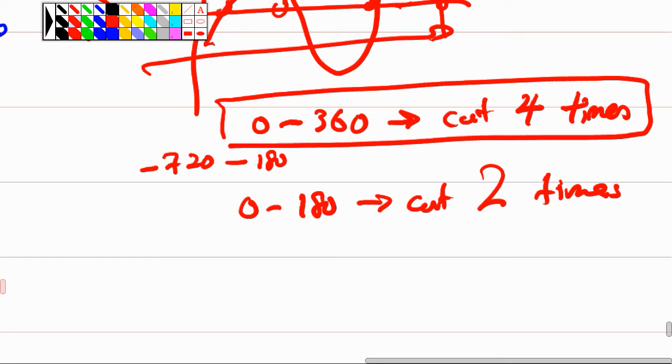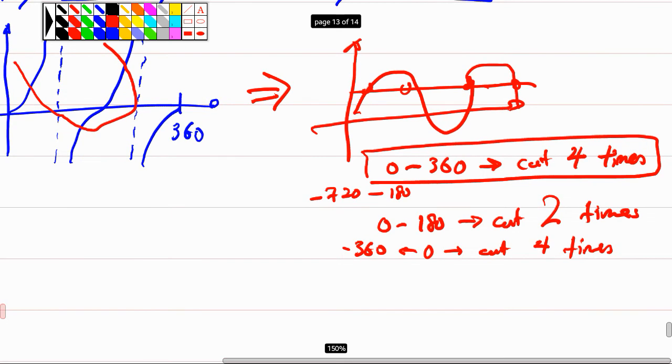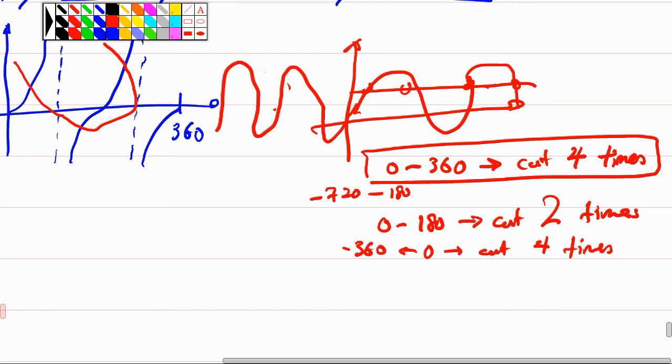What about the negative range? What about 0 to negative 360? Cut how many times? 4 times. Do you understand? Because every 360 I cut 4 times. Now the question is, does the negative count? This graph will repeat itself the same way in the negative direction. So if I extend the line, it will still cut 4 times.